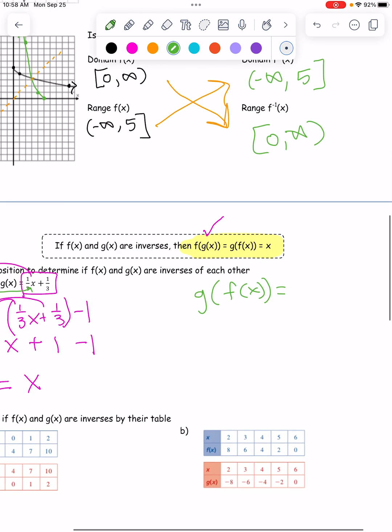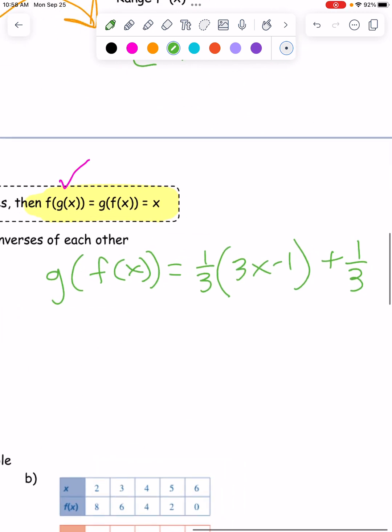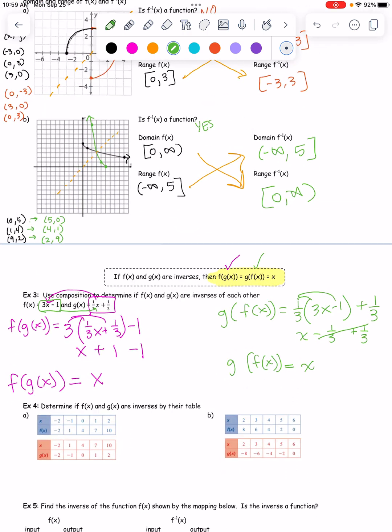So instead of 1/3 times x, it's going to be 1/3 times 3x minus 1, and then still plus the 1/3. So again, I can distribute by 1/3. That's going to give me x minus 1/3, then plus 1/3. Those 1/3s cancel. I'm just left with x. So then that makes me happy for that one. So if both of them are just equal to x, then yes, they are inverses of each other. If one of them does not equal just x, then they're not inverses of each other, okay?